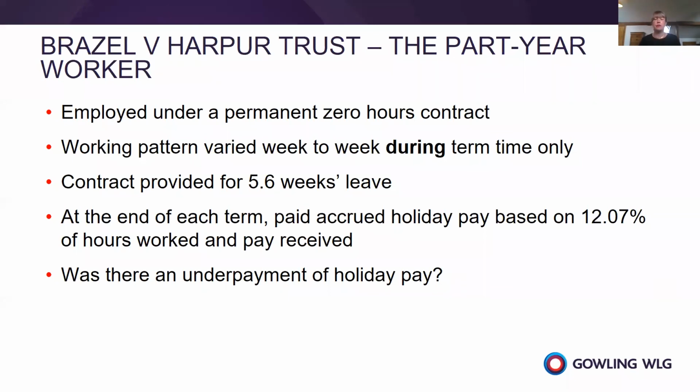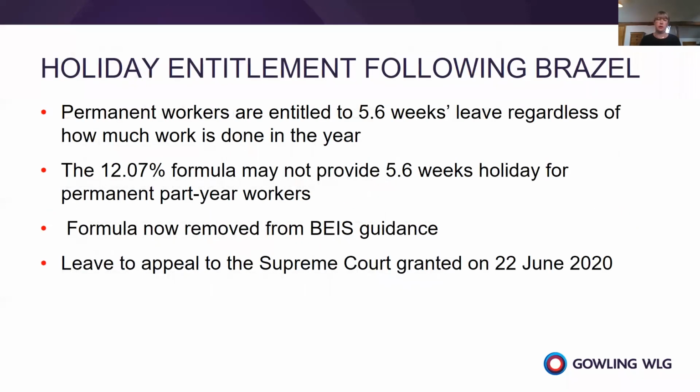So moving on to the next slide, just to bring this session to a close, where are we with the situation following Brazel? Well, permanent workers are entitled to 5.6 weeks of leave regardless, and that formula may not actually now give the correct entitlement and pay for people who are part-year workers, so it's necessary to carry out specific calculations to work out what they should be paid. And the formula itself has now been removed from the BEIS guidance.